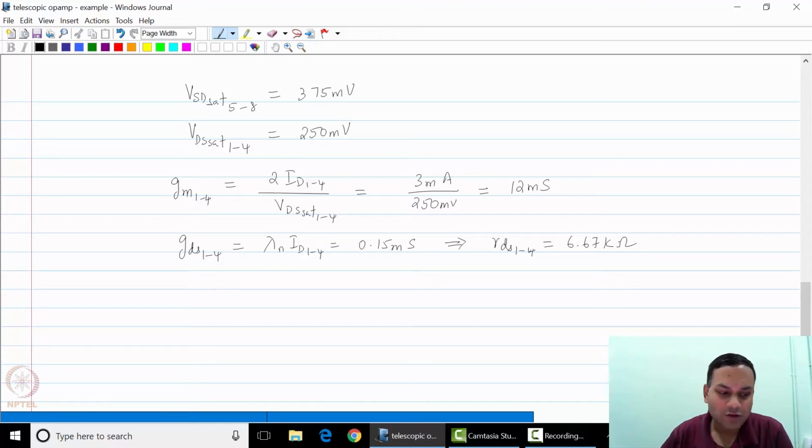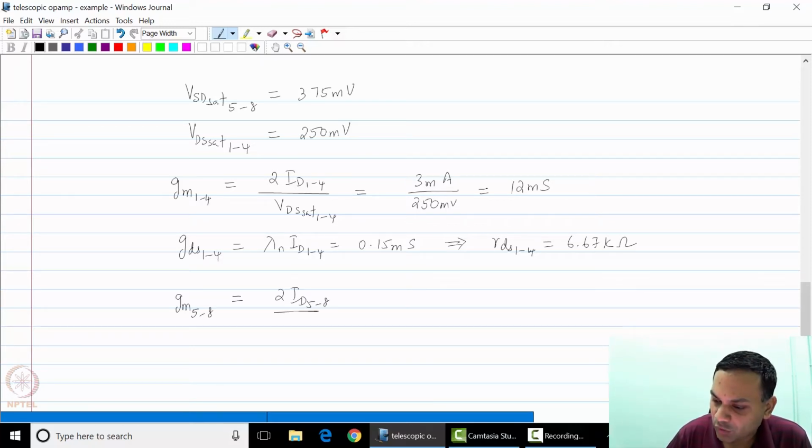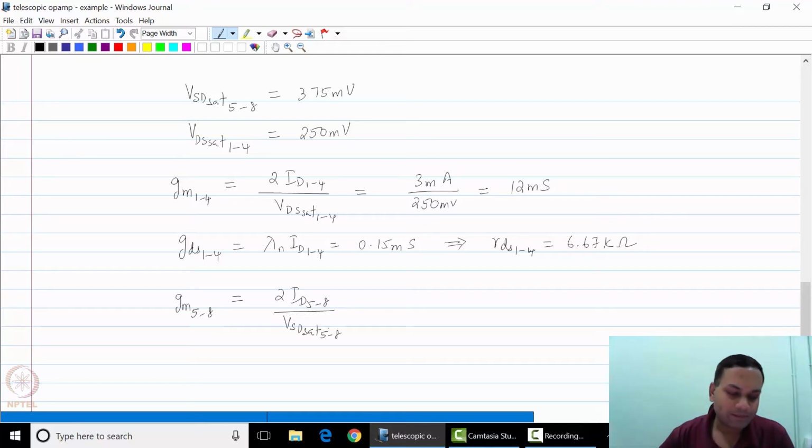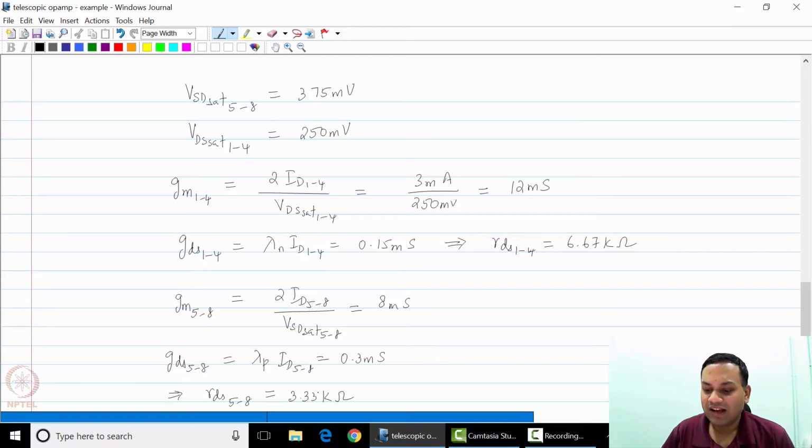So let us do the same thing for the upper transistors also, so that we get an idea of the PMOS resistances also. GM 5 to 8 is equal to 2ID 5 to 8 over VSD 5 to 8. So this tells us that the GM of 5 to 8 is 8 millisiemens. Similarly, GDS of 5 to 8 is lambda P times ID of 5 to 8, and this is 0.3 millisiemens. This means that RDS 5 to 8 of the PMOS transistors is 3.33 kilo ohms. As you can see, the PMOS transistors have a lower GM as well as a lower RDS.